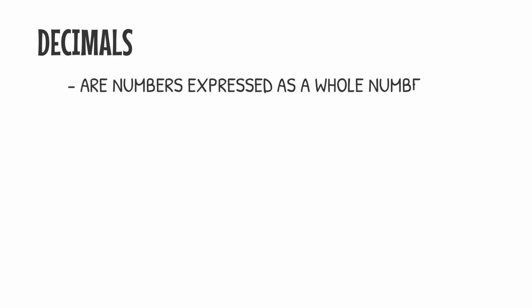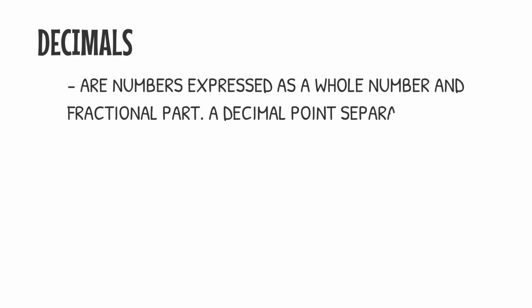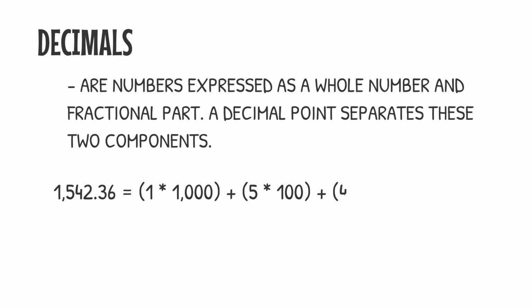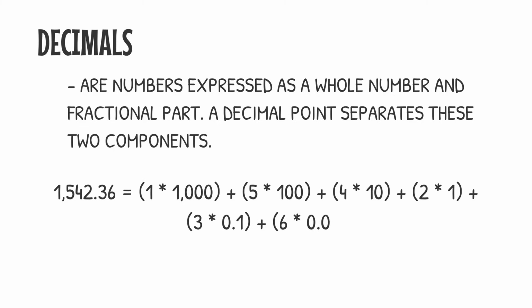Decimals. Decimals are numbers expressed as a whole number and fractional part. A decimal point separates these two components. Here's an example. 1542.36 equals 1 times 1,000 plus 5 times 100 plus 4 times 10 plus 2 times 1 plus 3 times 0.1 plus 6 times 0.01.